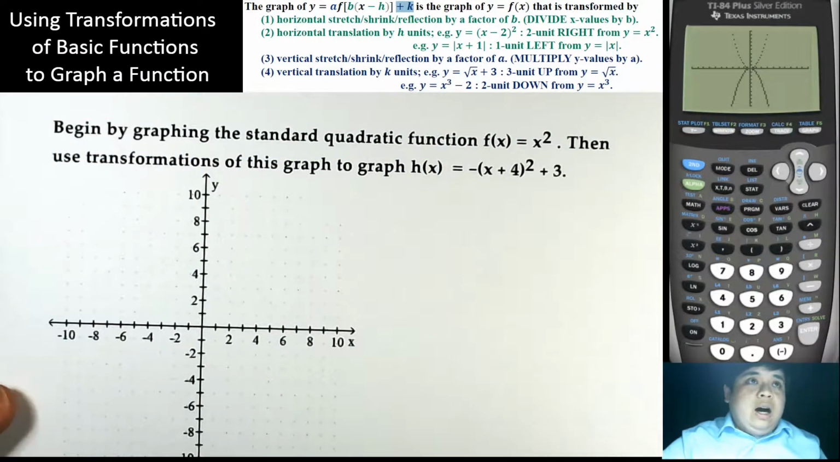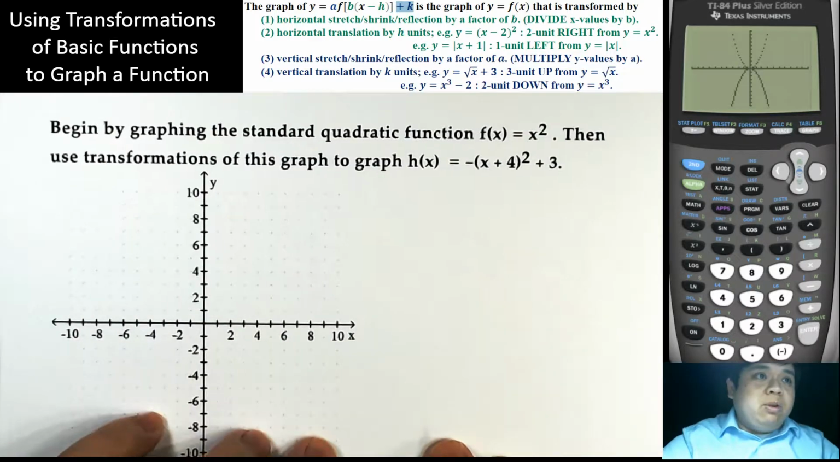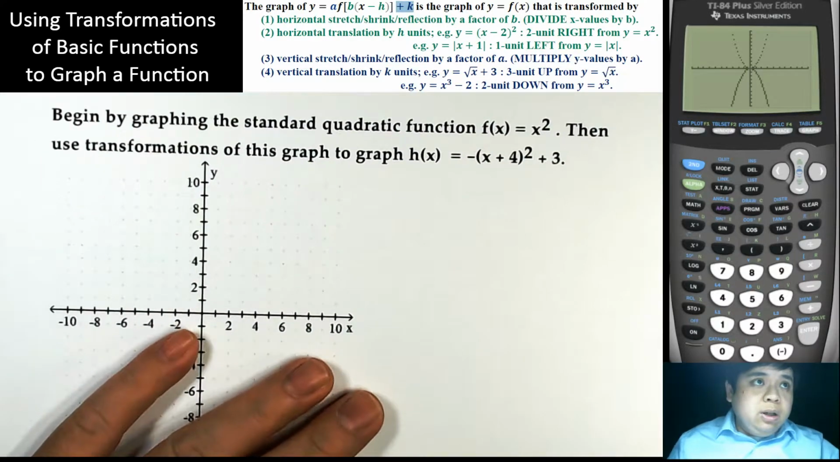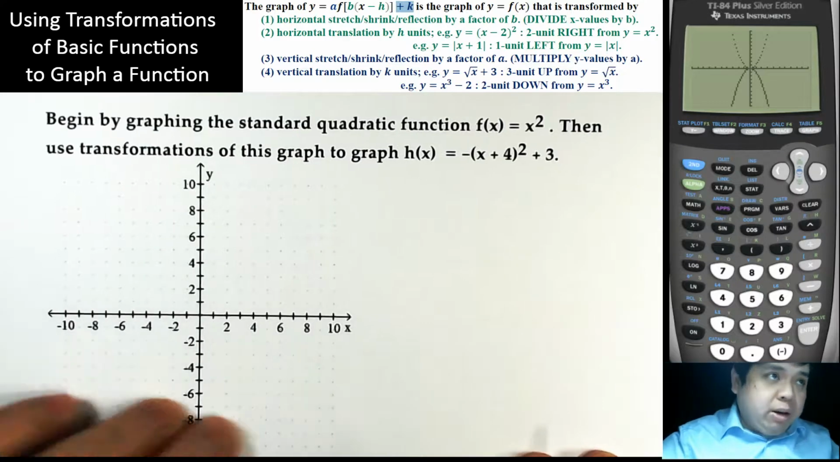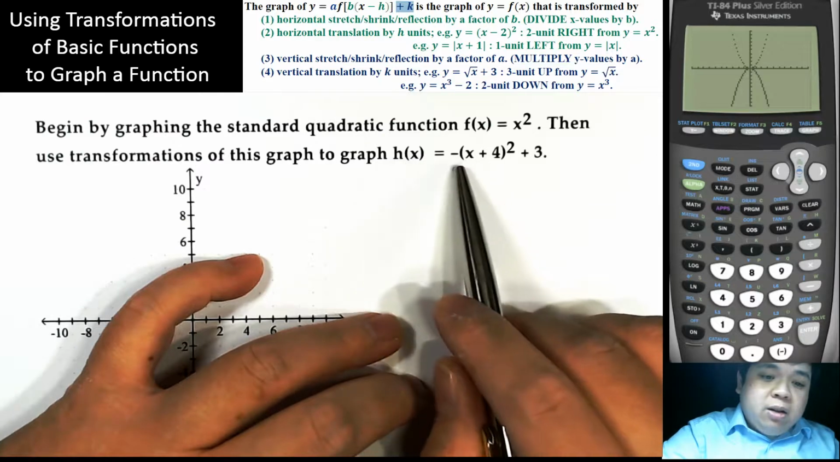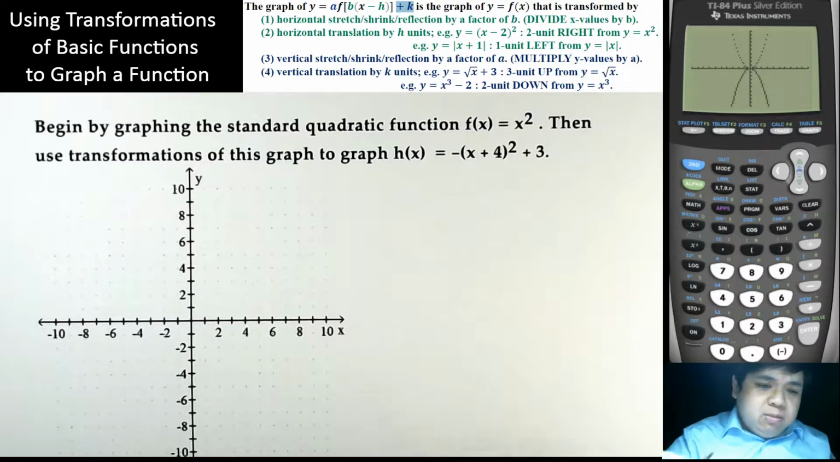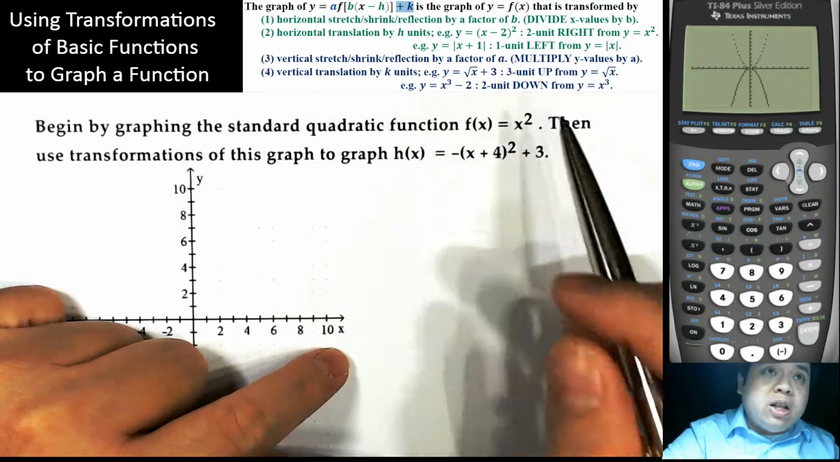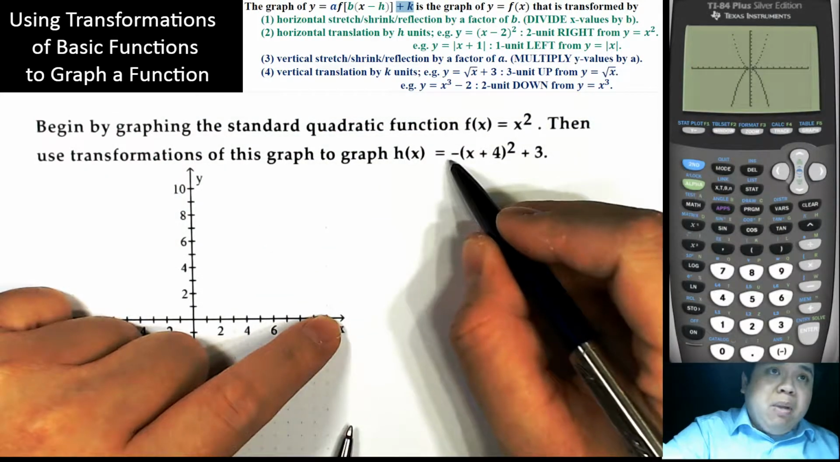I put the order of transformation on the top of the screen. Now we have some examples. We'll do this example by hand first, and then after that we use the calculator to confirm. Alright, so here we will graph the function h of x equals minus (x plus 4) squared plus 3. Just look at the function. Originally the basic function is x squared. Now we have the plus 4, the plus 3, and the minus.